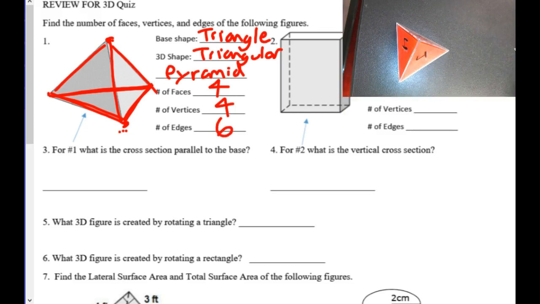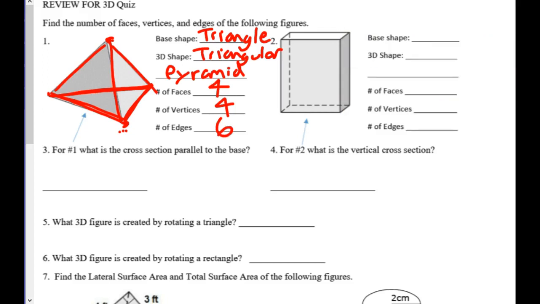Cool. Now, this shape over here, what is the base shape called? So the base is a rectangle, right? And then the 3D shape, the sides go straight up, so it doesn't go to a point. It's not a pyramid, but what's it called? Prism, right? So if the base is a rectangle and it's a prism, it's a rectangular prism.